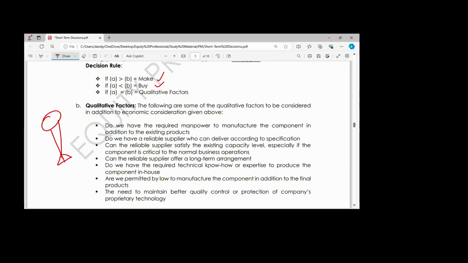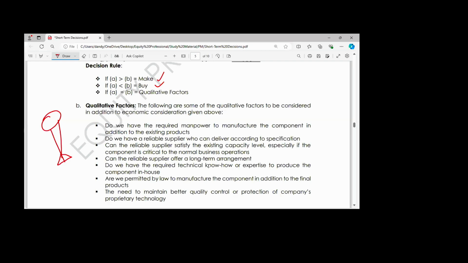Not only that, you also need to consider if the reliable supplier can offer a long-term arrangement. It's not just a one-off thing, because you want to continue to patronize the supplier on a consistent basis, on a going concern basis. Therefore, does the supplier have the capacity to offer a long-term arrangement? All of this you need to take into consideration.